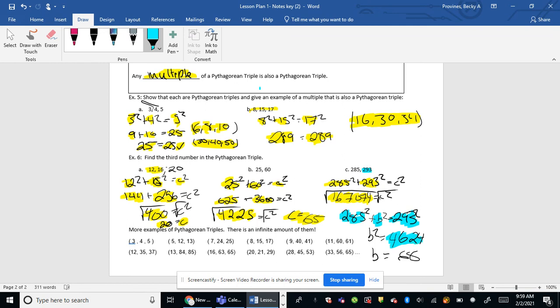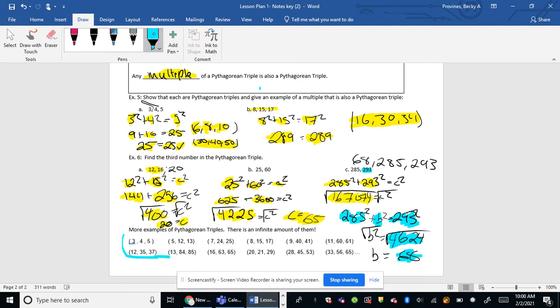So 293 squared is going to be 85,849, and then 285 squared is going to be 81,225. When we take the difference of those, b squared equals 4,624. Square root of both sides, we are left with b equals 68. So significantly shorter than the other two sides, but our Pythagorean triple is 68, 285, 293.